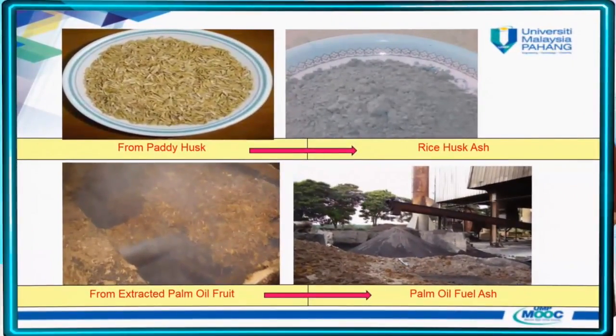So this figure shows from paddy to the rice husk ash, meaning that we need to process the waste. And then the figure also shows the extracted palm oil fruit becoming palm oil fuel ash.